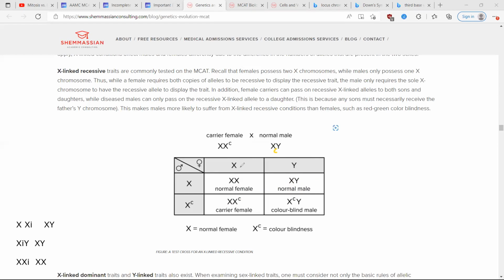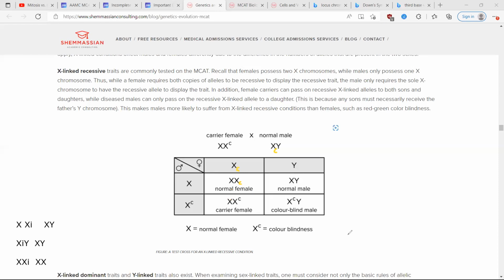No, right? Because if we turn this into X^C, we can see that this will be X^C, and then this will be... oh no, it's a carrier female, so that's correct. It's a carrier female. So we can see that this will now be a carrier female, and we can get a colorblind girl like this. So sex-linked traits are a little bit different.